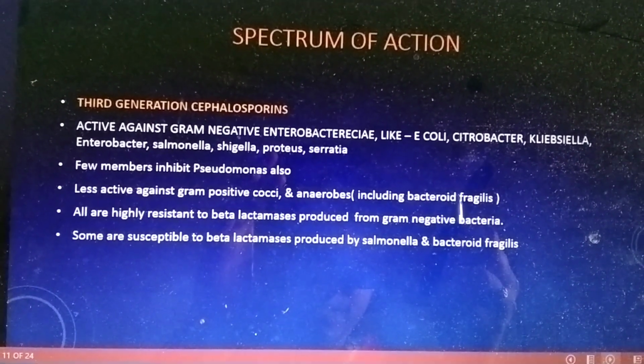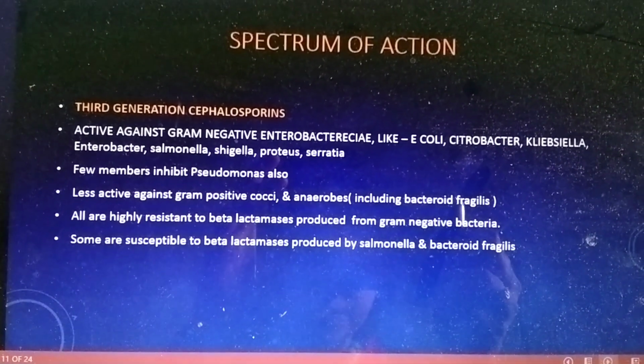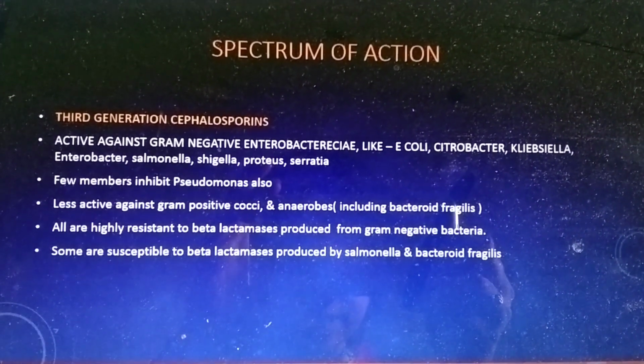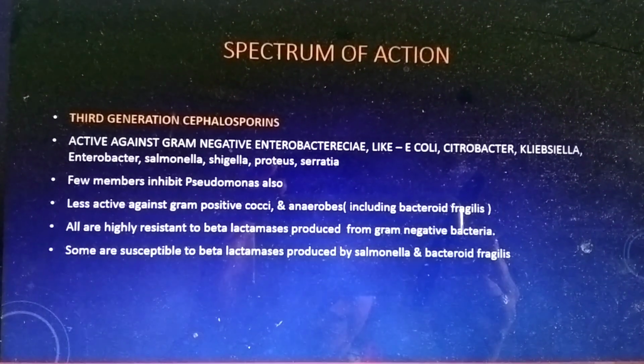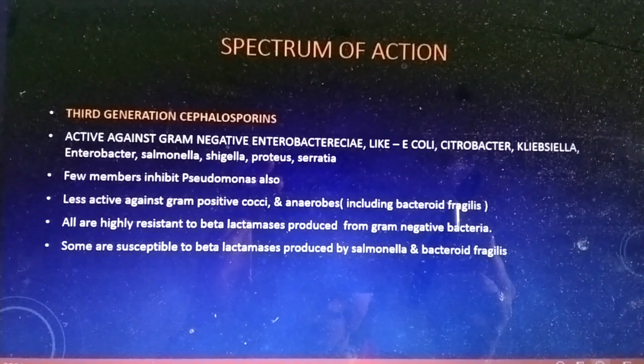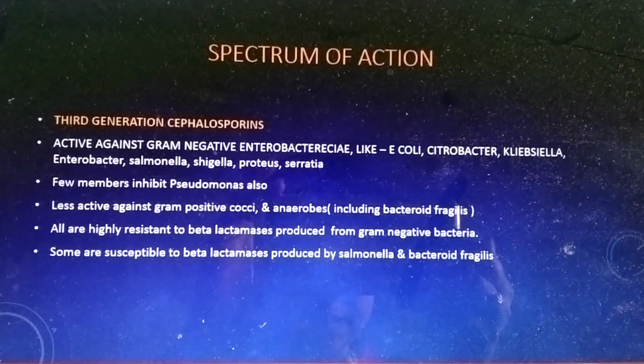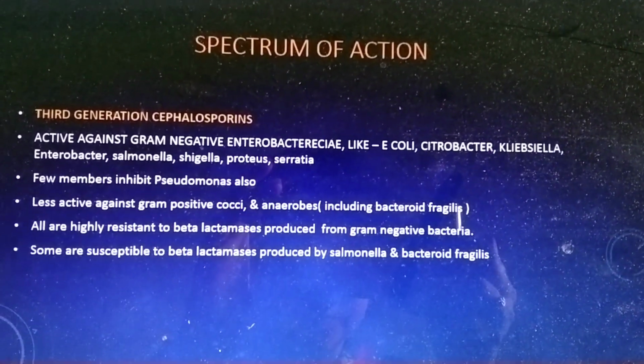Some drugs are susceptible to the beta-lactamase produced by the Salmonella and the Bacteroides fragilis. So some third generation compounds are susceptible to beta-lactamase or the cephalosporinase which are produced by the Salmonella and the Bacteroides fragilis.